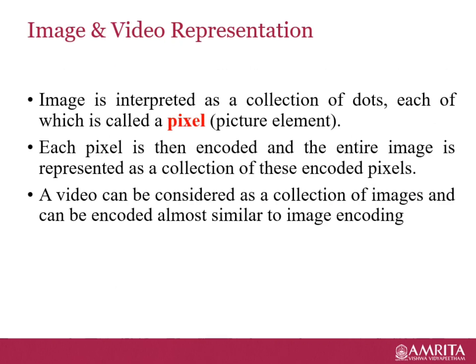Another important type of data is image as well as video data. And now we can see how the image as well as video data is represented inside a computer. An image is actually represented as a collection of dots, each of which is called a pixel. And it is this pixel that is then encoded, and the entire image is represented as a collection of these encoded pixels.